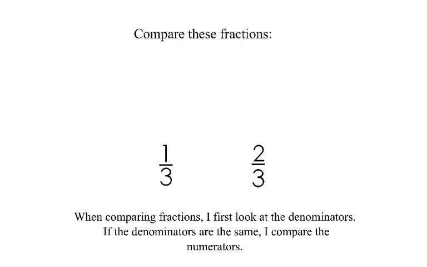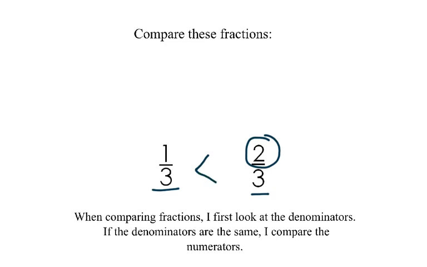All right, so now we have the opportunity to compare these fractions. We always look at the denominator first. We see that the denominators are the same. So I can compare the numerators. I see 1 and 2. Well, which one's bigger? Well, 2 is bigger than 1, so I know 1/3 is less than 2/3.